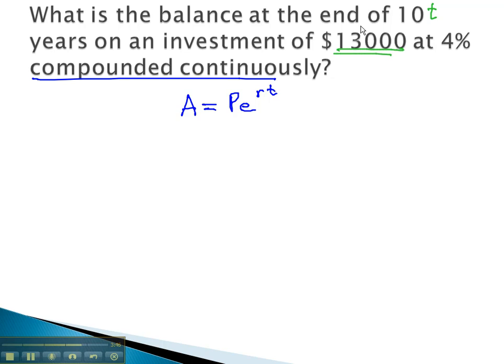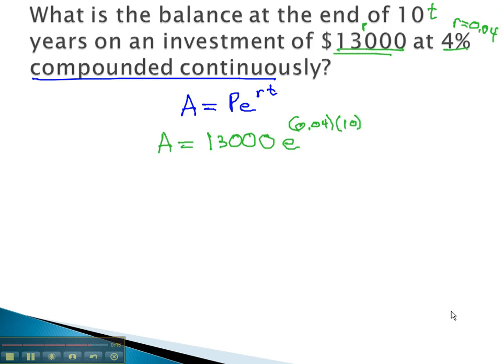The investment of $13,000 will be our principal investment. 4% is our rate, written as a decimal, 0.04. Plugging this all into our equation, we get A equals P, or 13,000, e to the r, 0.04, times t, which is 10.